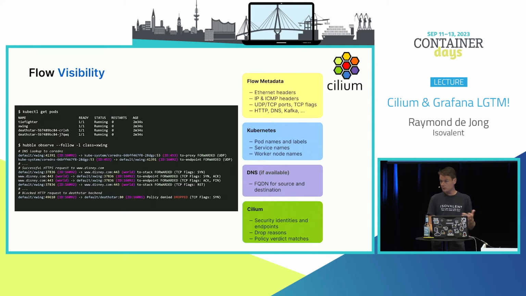This is a detailed view of the flow visibility. For example, we're observing a specific label, so a specific identity, namely a class X-Wing, and we can see all kinds of flows. First of all, we can see the DNS lookup. We can see actual HTTPS requests to a specific FQDN, so we can see what it tries to connect to externally. And we can also obviously see drops when flows are being dropped by network policy.